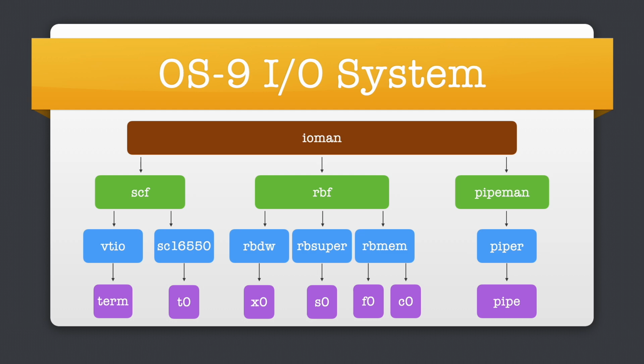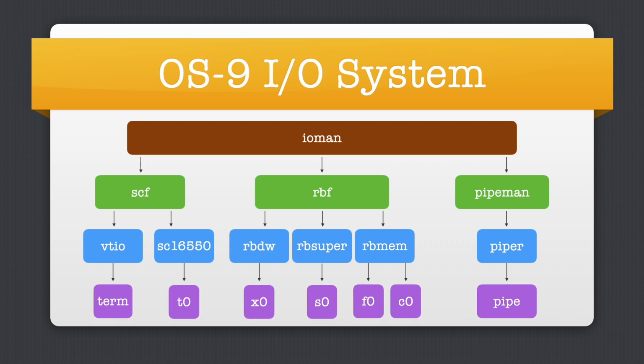VTIO is the video terminal driver. It manages text on the F256. SE16550 talks to the onboard serial port. For RBF, RBDW is a DriveWire block driver and interfaces to a DriveWire server. RB Super is a block driver that interfaces to things like SD cards and hard disks. And RBMEM interfaces to flash cartridges and cartridge-based disk images. Piper is just a driver that facilitates communication between processes through pipes.